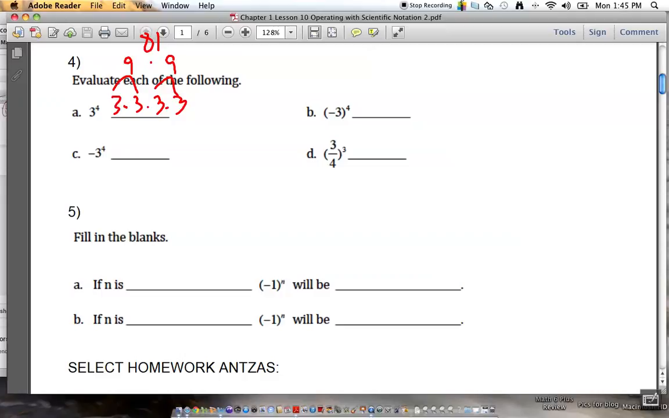Negative 3 to the 4th. What do you think that is? Negative 81. Good. What do you think negative 3 in parentheses to the 4th is? 81. Good. And what about 3/4 to the 3rd?